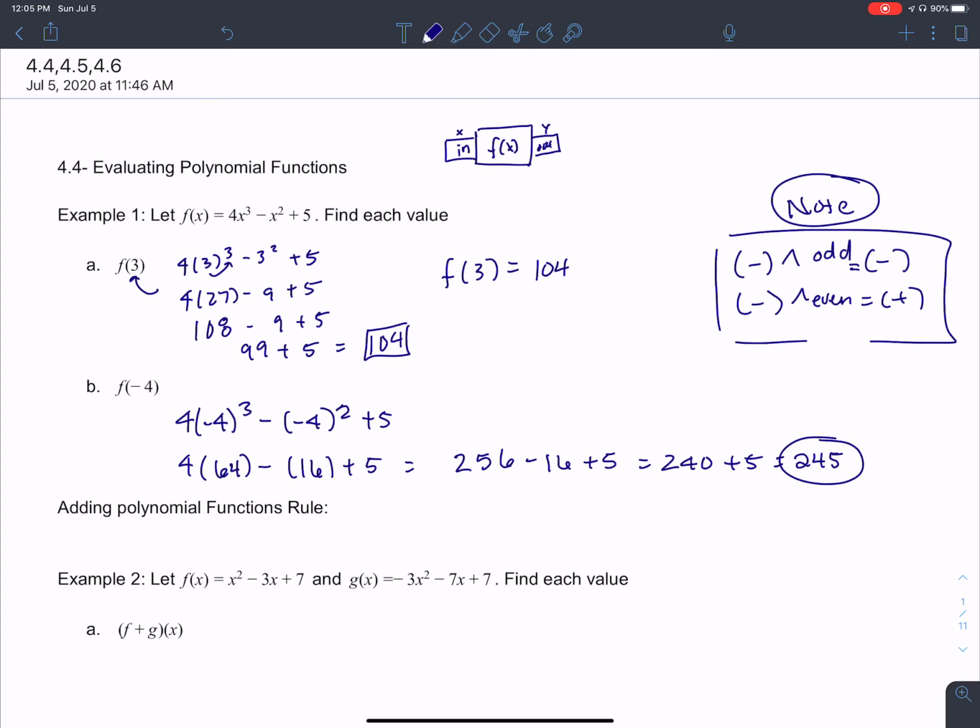All right, so the rule for adding polynomial functions. Let's say I want to add two polynomial functions. This is how we express that, f plus g of x. Now, sometimes we also write f of x plus g of x, which is just saying we're going to add them.